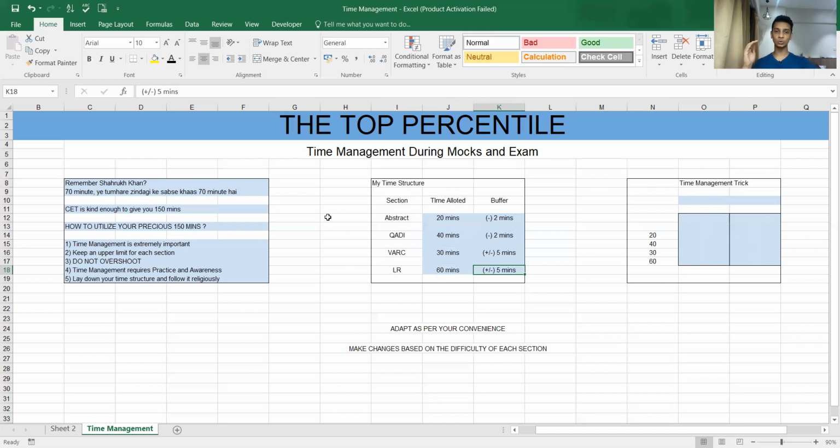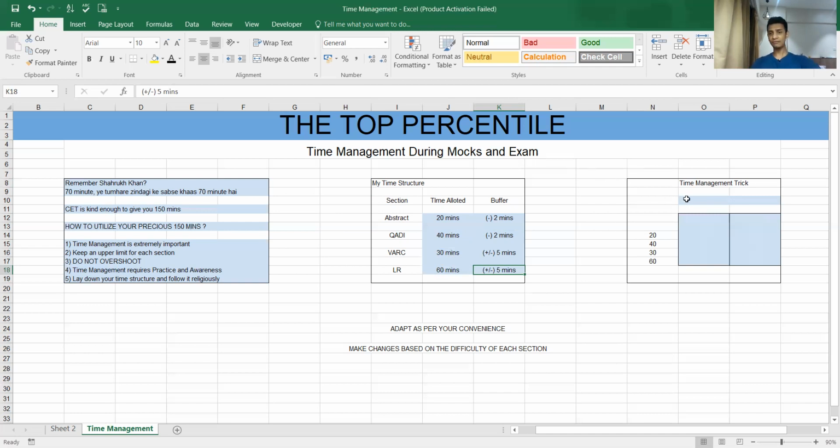Make sure that you are keeping a top or a max limit for each of these sections and are not overshooting it in the first attempt. In the first attempt, what I mean is that while you're solving abstract for the first time in that paper, don't spend more than 20 minutes. If you're solving QA for the first time, don't spend more than 40 minutes. You can come back to it at the end if there is some more time left, but make sure that you see through the entire question paper in those 150 minutes that you have.